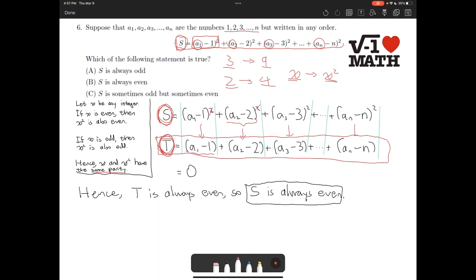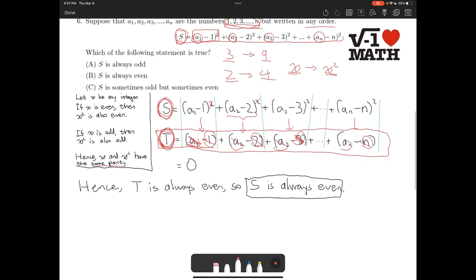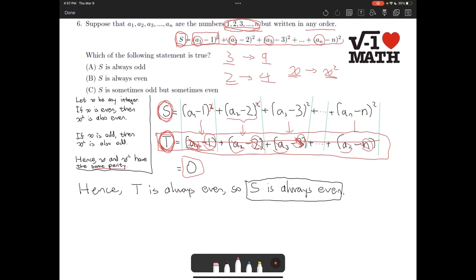Now T, remember these are just the numbers 1, 2, 3 to 3N in any order. So A1 is going to cancel out with, like, if A1 is 3, then it cancels out with 3. And as we see, these all cancel out because the numbers 1 to 3N in any order, and these are the numbers 1 to 3N in a specific order. But regardless, they cancel out, and T is 0. Now, T is 0, and 0 is even. So, S is even. And the answer is B.